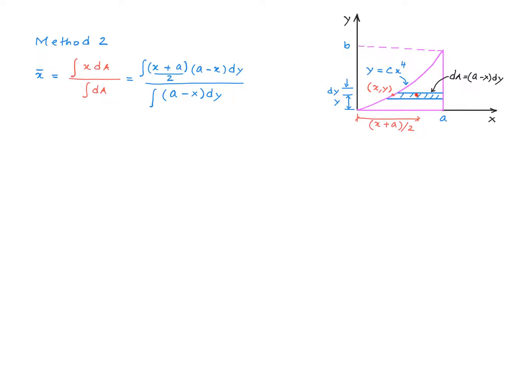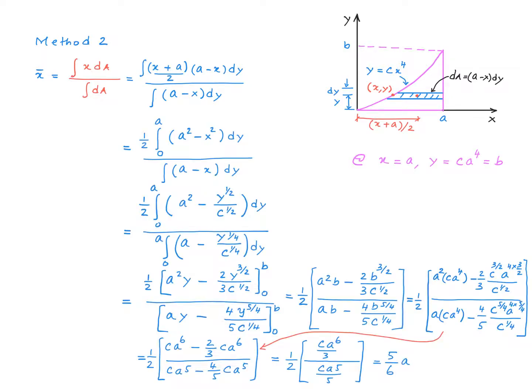Now here, this is the differential area, right? The centroid will be in the middle of that, right? And therefore, x to be used in the integration that we have in the numerator is this distance, which is the average between x and a, which is x plus a over 2. Now here are the remaining steps. Took a while to get to the final answer, but we do get the same result. x bar is 5/6 a. Steps are fairly easy to follow, so I'll let you do that.